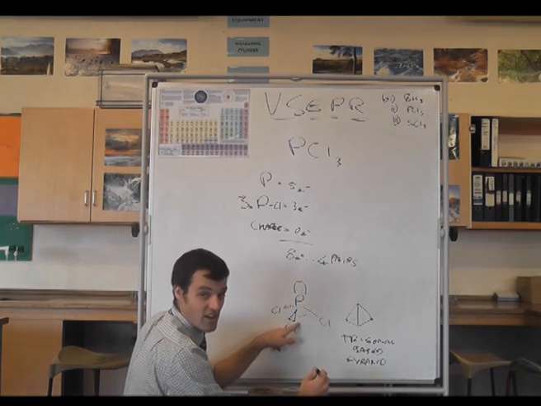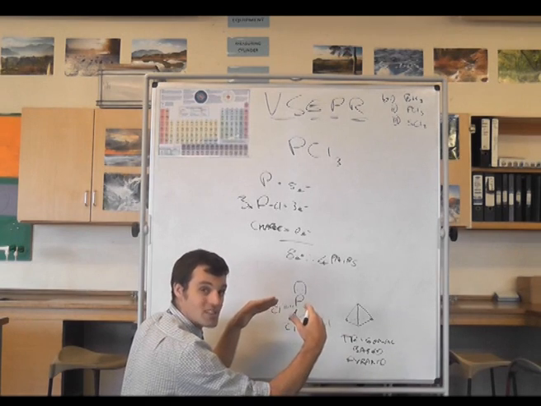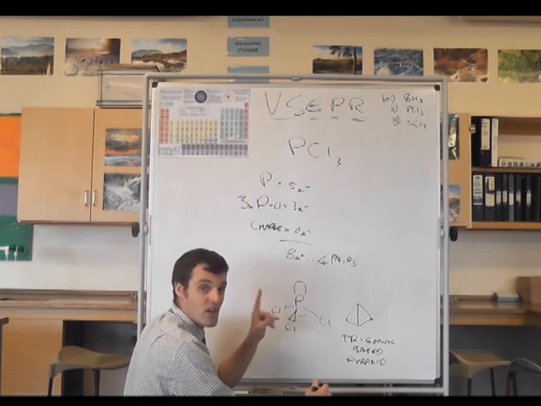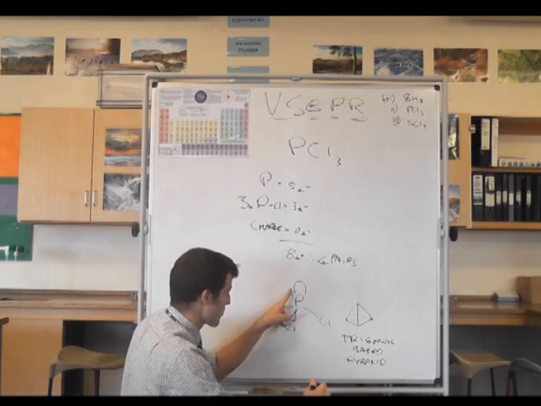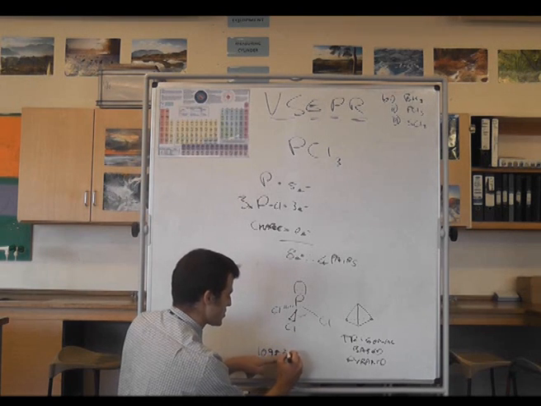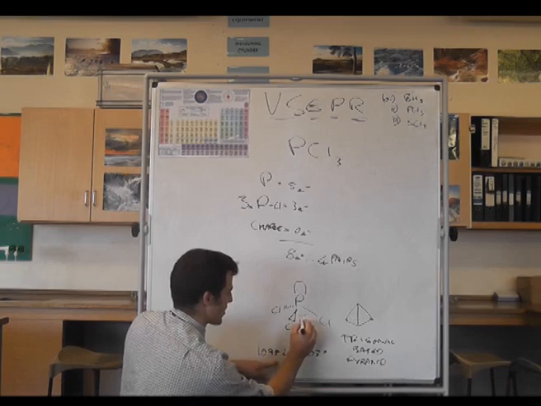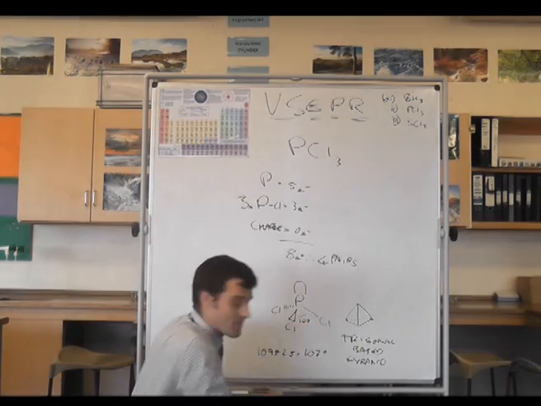So it would have been 109.5 to start with because that's the tetrahedron bond angle. Now it's going to be narrowed and we say 2.5 degrees for every one lone pair. So there's one lone pair, so 109.5, my apologies, minus 2.5 equals 107 degrees. So our bond angle there is 107 degrees.